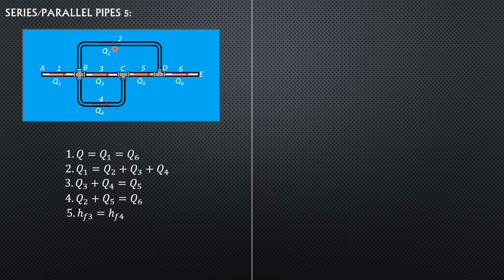Pipe 2 is laid parallel to 3 and 5 or 4 and 5. So HF2 equals HF3 plus HF5. Then finally, for the total head loss, it is HF1 plus HF2 plus HF6. And remember, you can change HF2 by HF3 plus HF5 or HF4 plus HF5 instead. So that's it. Then let's proceed to minor losses.